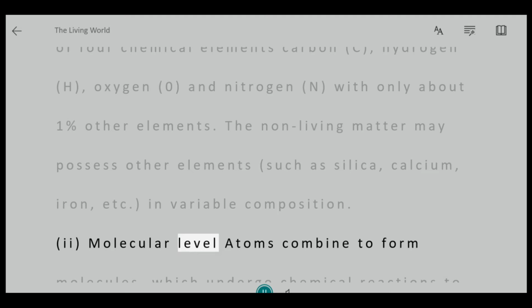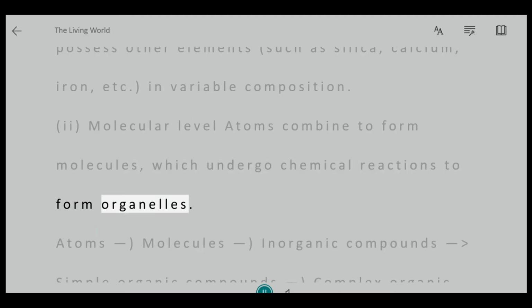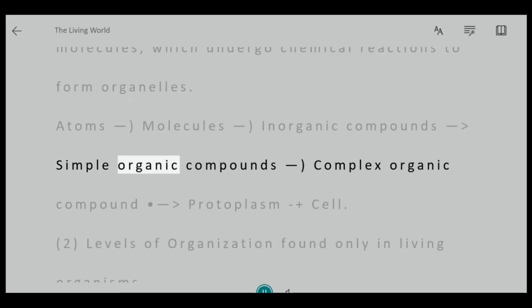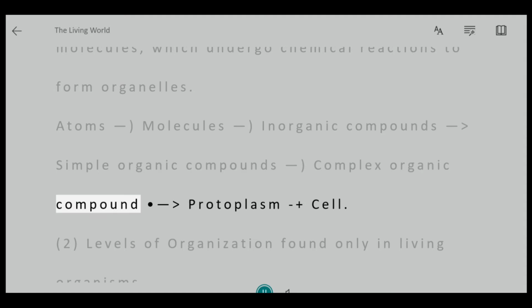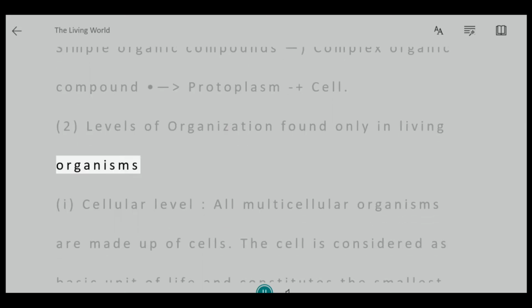2. Molecular level. Atoms combine to form molecules, which undergo chemical reactions to form organelles. Atoms, molecules, inorganic compounds, simple organic compounds, complex organic compounds, protoplasm plus cell. 2. Levels of organization found only in living organisms.